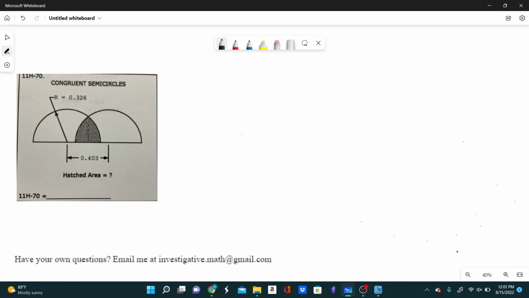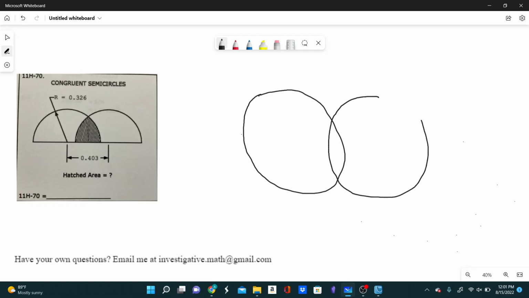So I'm going to change this a little bit. I'm going to make these congruent semicircles into congruent circles. So I'm just going to extend them. And these are not perfect circles, but I'm doing my best. So here we go. And then what they're asking for in the problem is this area right here.